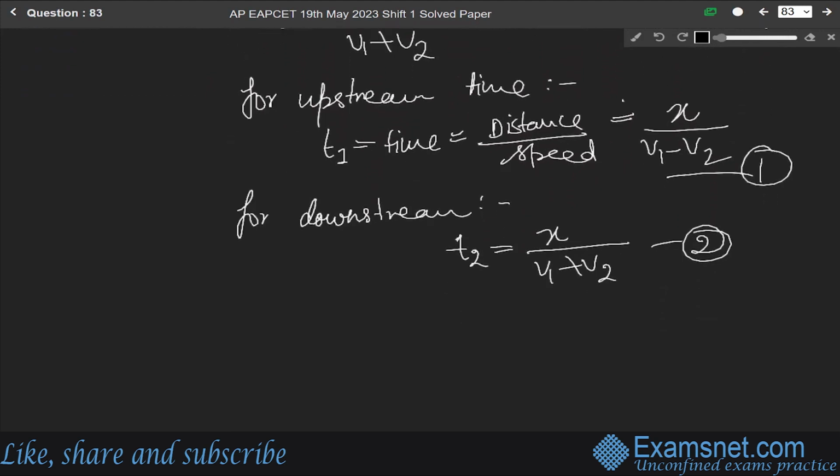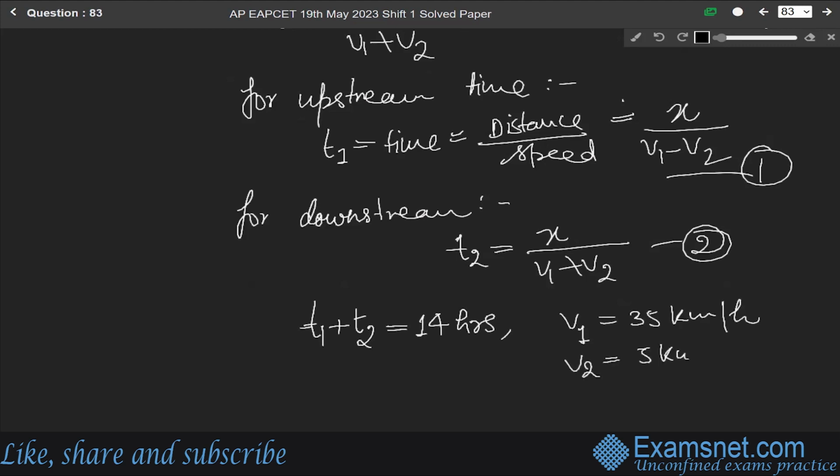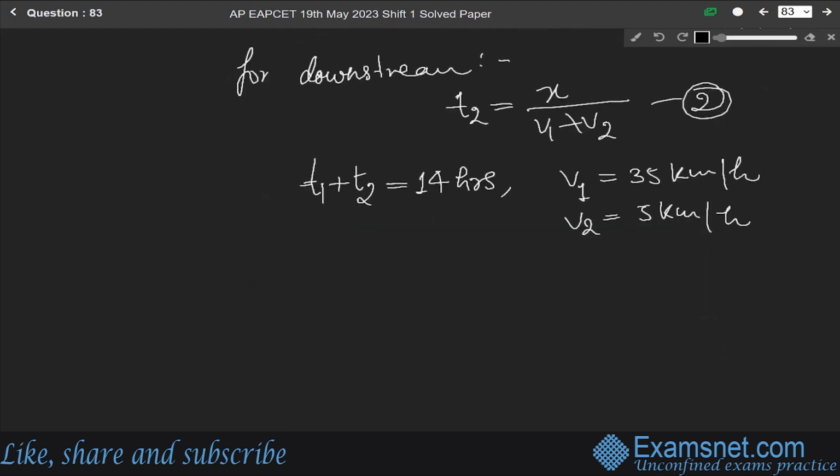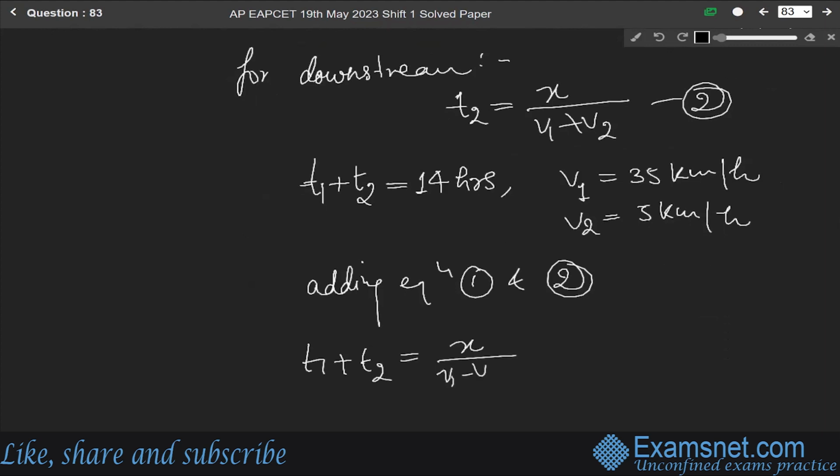According to the question, T1 plus T2, the total time, is 14 hours, and v1 is 35 kilometers per hour and v2 is 5 kilometers per hour. We have to find the value of x. Adding equation 1 and 2, T1 plus T2 equals x over v1 minus v2 plus x over v1 plus v2.